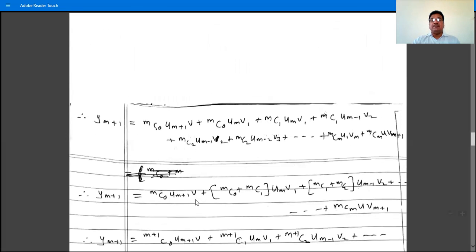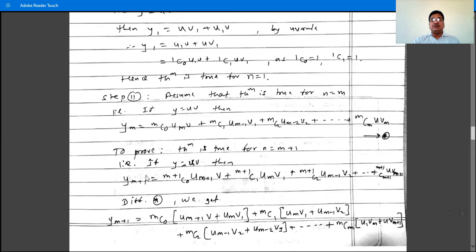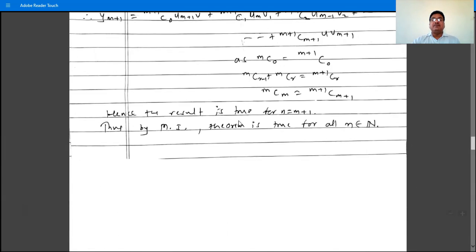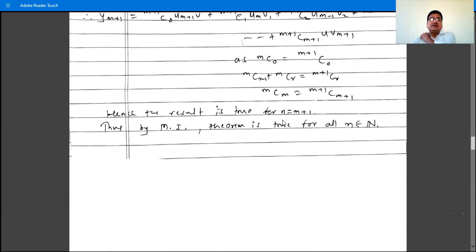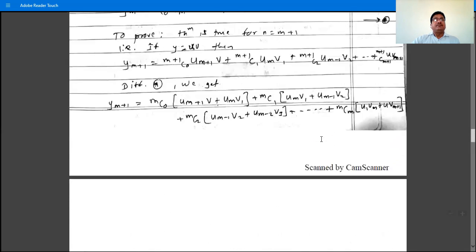And this is what we have to prove. If you observe this step, this is what I have to prove: y_(m+1) is equal to this. And if you observe this step, y_(m+1) is equal to this. Hence we say the result, or theorem, is true for n equal to m plus 1. And hence by mathematical induction, the second step is completed. Hence by mathematical induction we say that the theorem is true for all n belonging to N. So this is the proof of Leibniz theorem.